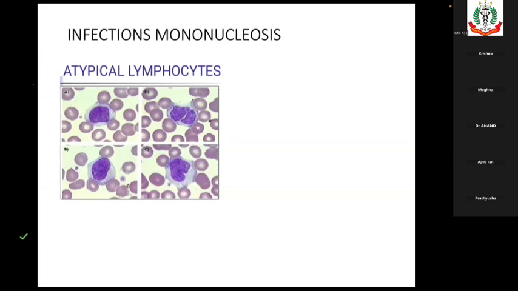Downey, D-O-W-N-E-Y. You must have heard about that. Now, the textbooks describe them only as atypical lymphocytes. So, an increase in atypical lymphocytes caused by Epstein-Barr virus. The rest you go and learn. What are the investigations? What are the complications?